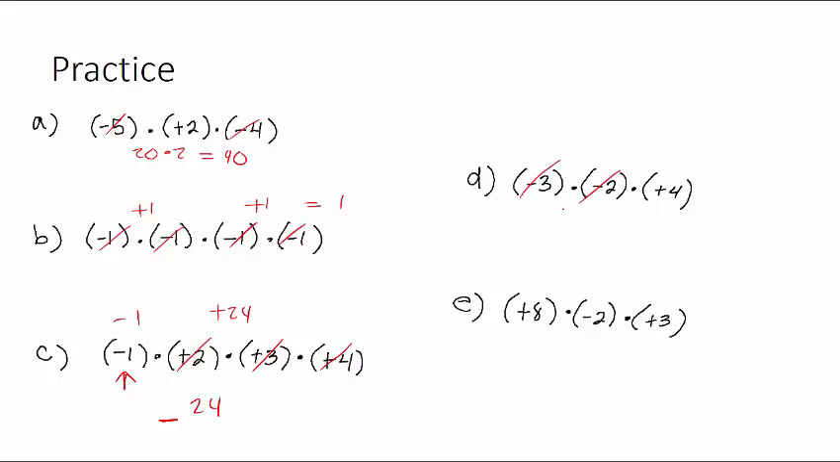Here, these two negative guys are going to get together, and that makes a positive. 3 times 2 is 6. So it's going to end up being positive 24. Here we have an odd number of negatives, so our answer is going to be negative. 8 times 3 is 24, times 2 is 48.